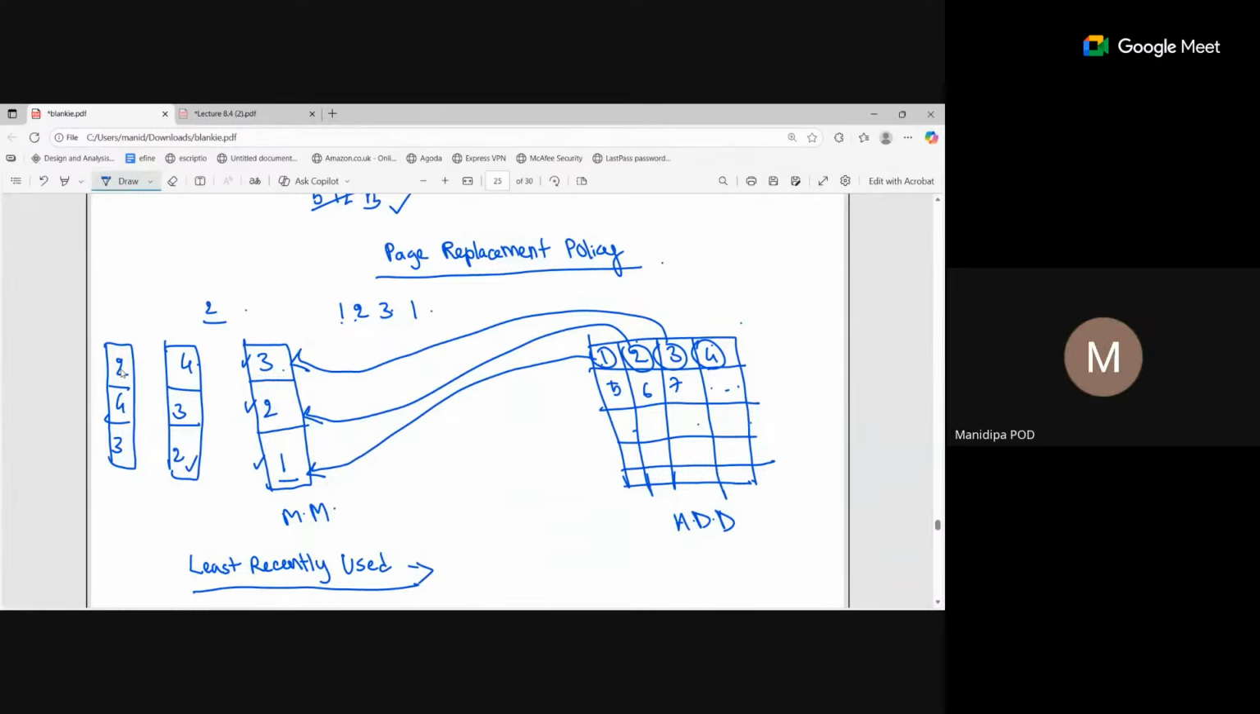Now, in the exam, what will be done is, we will give you the sequence in which I want the page frames to come into the buffer. Okay, let's take an example.